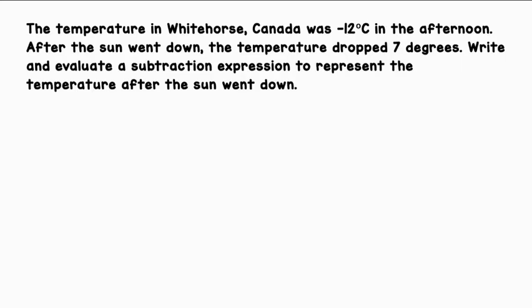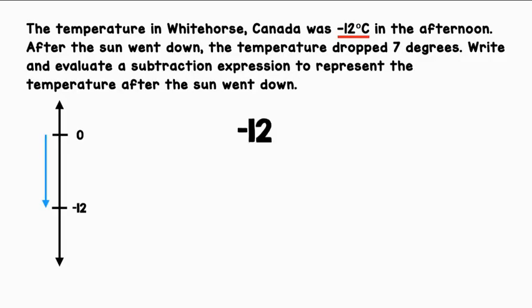The temperature in Whitehorse, Canada was -12 degrees Celsius in the afternoon. After the sun went down, the temperature dropped 7 degrees. Write and evaluate a subtraction expression to represent the temperature after the sun went down. Let's use a vertical number line to represent this situation. It was -12 degrees Celsius in the afternoon. Then the temperature dropped 7 degrees, so we can subtract 7. That will give us the temperature after the sun went down.